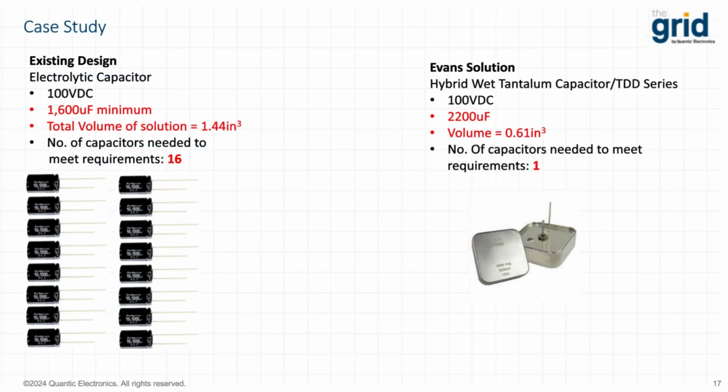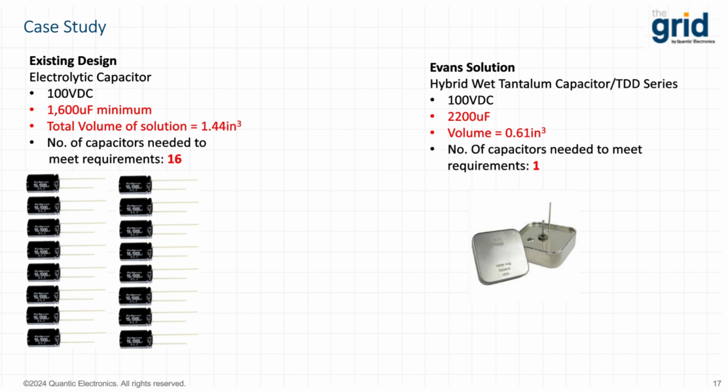Now, let's step into a real-life case study of an actual C-UAS application. An engineer had a circuit that required a minimum of 1,600 microfarads at 100 volts. Initially, an electrolytic capacitor was used to meet this requirement. However, each electrolytic capacitor was rated to 100 microfarads. Therefore, the engineer needed to use 16 of them, connected in parallel to achieve the needed 1,600 microfarads. This solution had a total volume of 1.44 cubic inches.